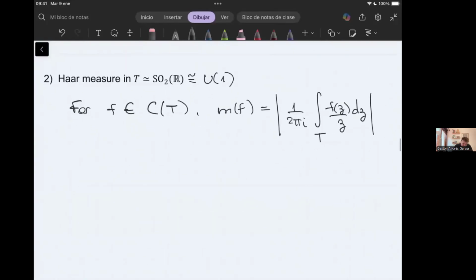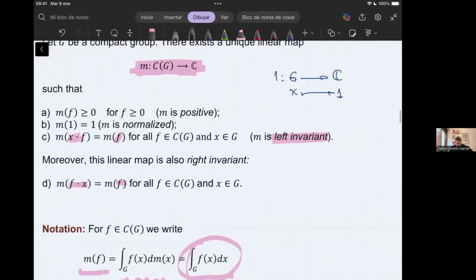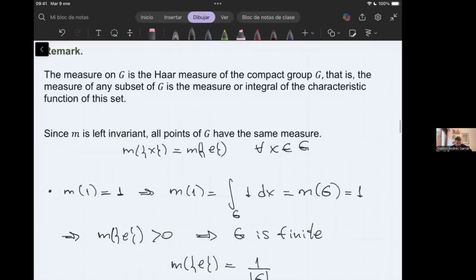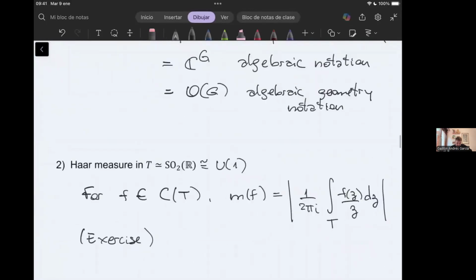And this is an exercise. The idea is not to follow the proof of the existence of the Haar measure. The idea is we take this measure and prove that it satisfies all these properties. If it satisfies all these properties, it has to be the Haar measure because there is only one Haar measure. So if you find a formula that satisfies properties A, B, C, and D, actually A, B, C, since D follows from the others, then it is the Haar measure. Okay, so we have a Haar measure in this case.